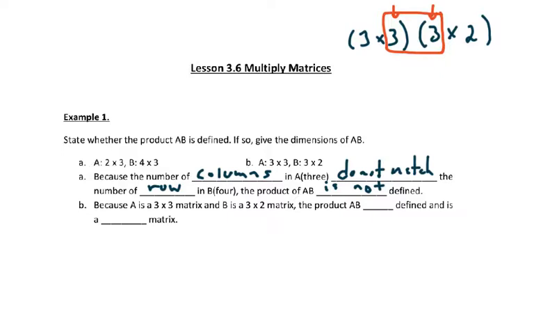And here's the easy way to figure it out. When we do multiply these things together, these two numbers on the outside will become the size of the matrix we get when we multiply those two together. So what we'll have is a 3 by 2. So let's take a look at part B. Because A is a 3 by 3 matrix and B is a 3 by 2 matrix, the product AB is defined and is a 3 by 2 matrix. Looking up at our example, you can see how that happens.